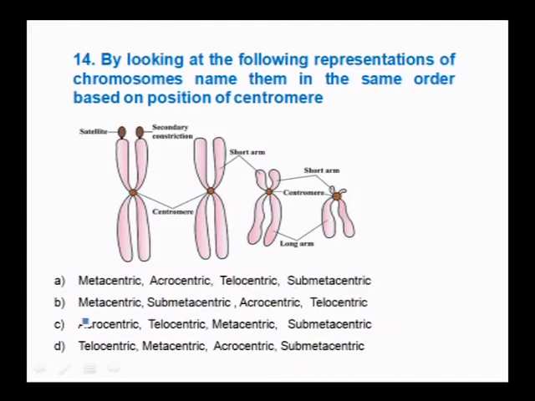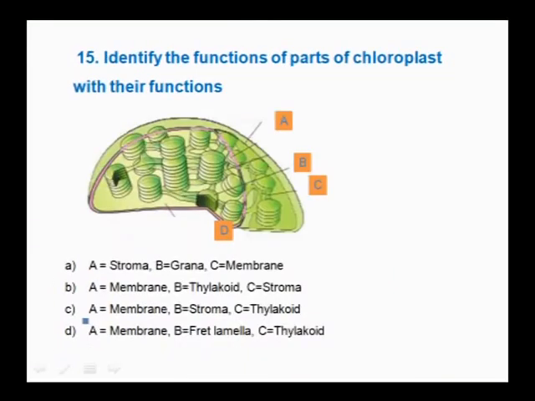So the options here are... option B is the right one. The first chromosome is metacentric, the second one is submetacentric, the third one is acrocentric and the fourth one is a telocentric chromosome.